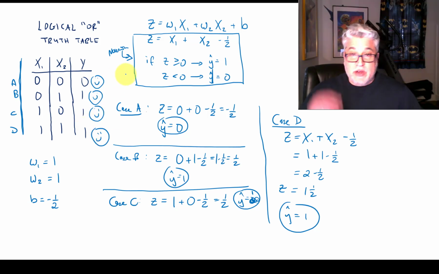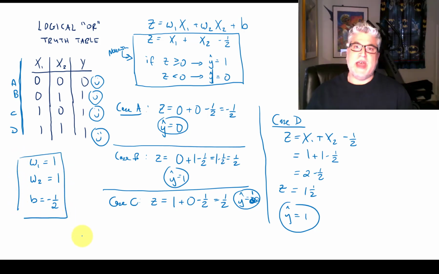All right, so we have a neuron with this set of weights and bias that mimics a logical OR.